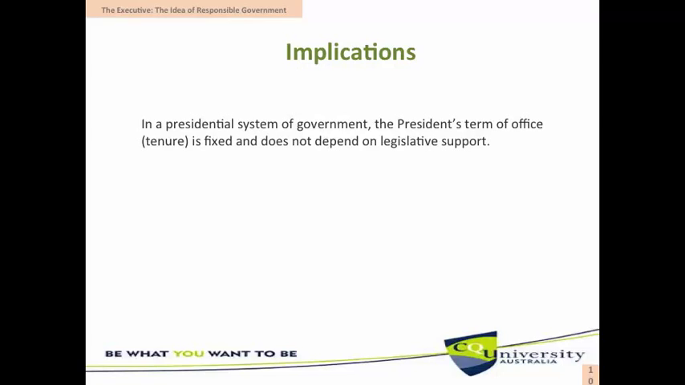Now, what are the implications of what we have just talked about in terms of representative government? In a presidential system of government, it essentially means that the president's term of office, or his tenure, is fixed and does not depend on legislative support. So in other words, even if a president such as the President of the United States ends up not having the support of both the House of Representatives in the US as well as the US Senate, he will continue to stay in office, mainly because the US Constitution guarantees him a fixed term.